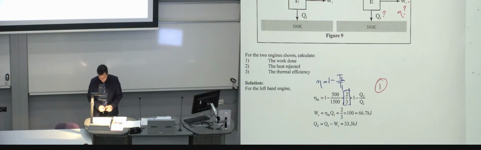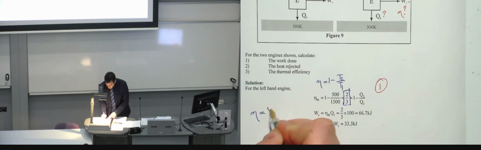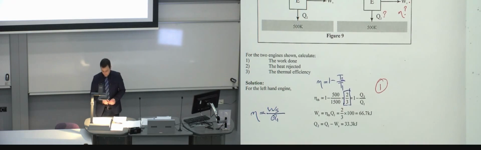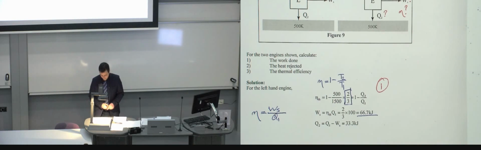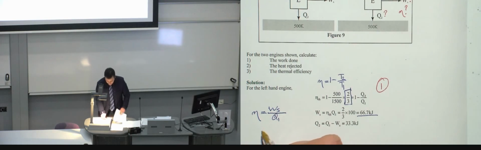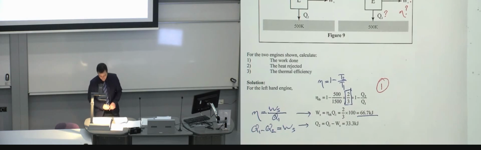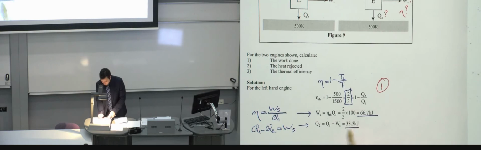Your WS is just a rearrangement of the thermal efficiency equation, because we said that the thermal efficiency is what you want over what you give. And then you get 66.7 kilojoules. And by knowing that Q1 minus Q2 is equal to WS, by rearranging that equation, I can work out the amount of rejected heat in this case as well.